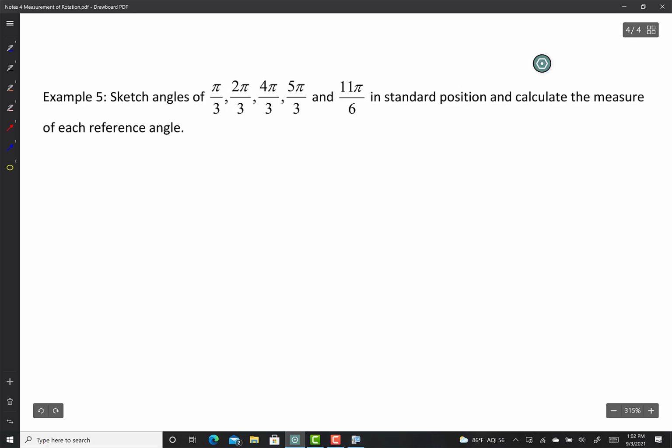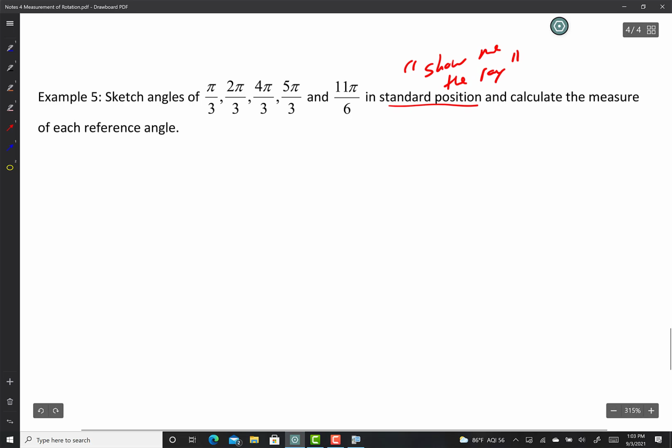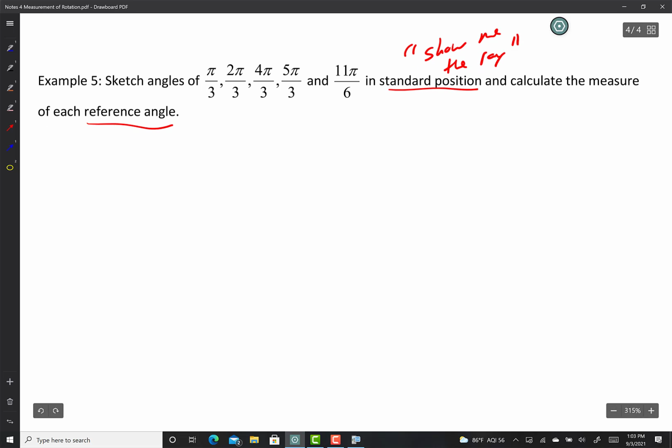All right, so example 5. It says sketch these angles, and it's the same angles that we just did. So try really hard not to convert to degrees. Let's try to work with radians. It says sketch these angles in standard position. That just means show me where it looks. Show me the ray. And calculate the measure of each reference angle. So they want me to show the ray, and they want you to show the reference angle.